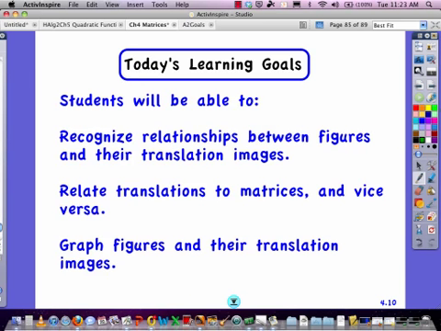You can see we want to be able to recognize images and how they're related, so characteristics, relate those translations to matrices, which we've been doing all chapter, and then be able to graph the different shapes of the figures.